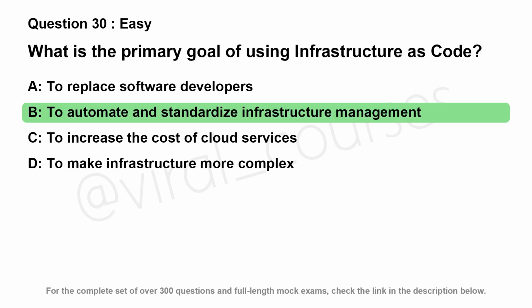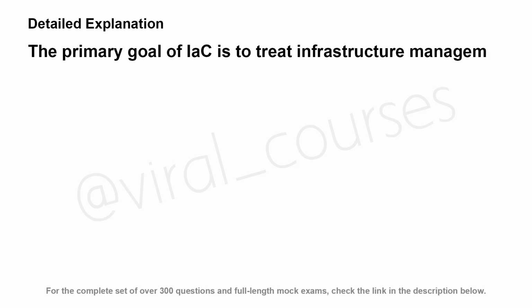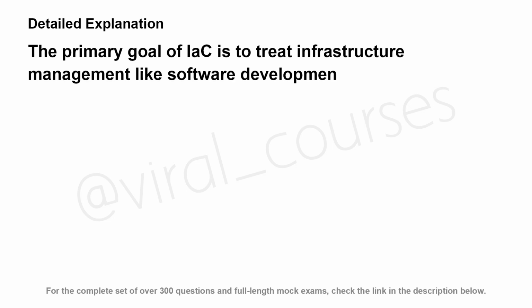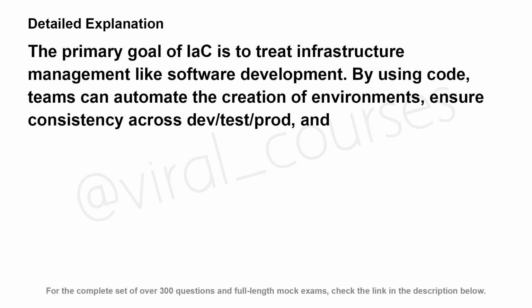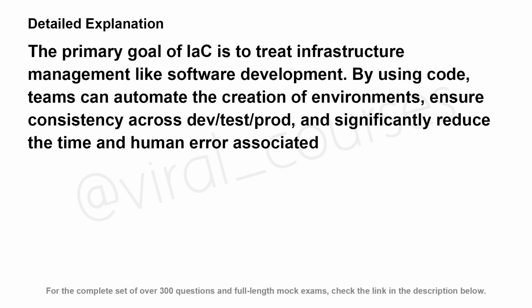The correct answer is B. The primary goal of IaC is to treat infrastructure management like software development. By using code, teams can automate the creation of environments, ensure consistency across dev, test, prod, and significantly reduce the time and human error associated with manual configuration.